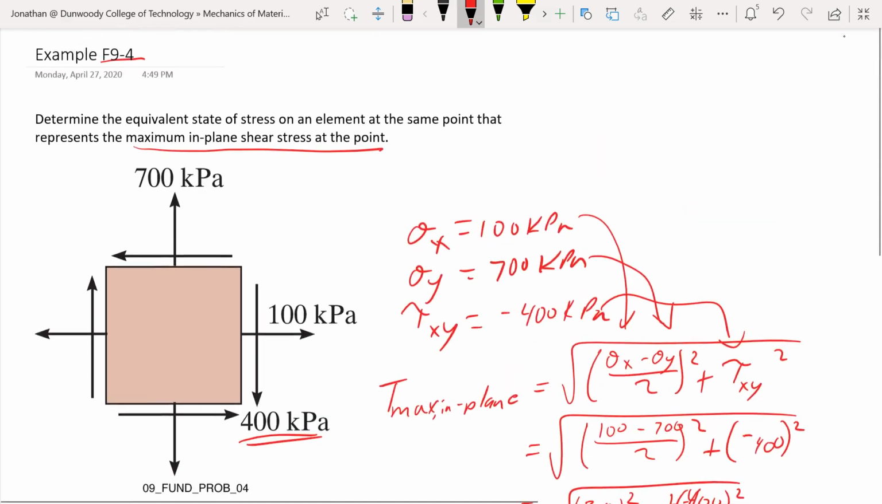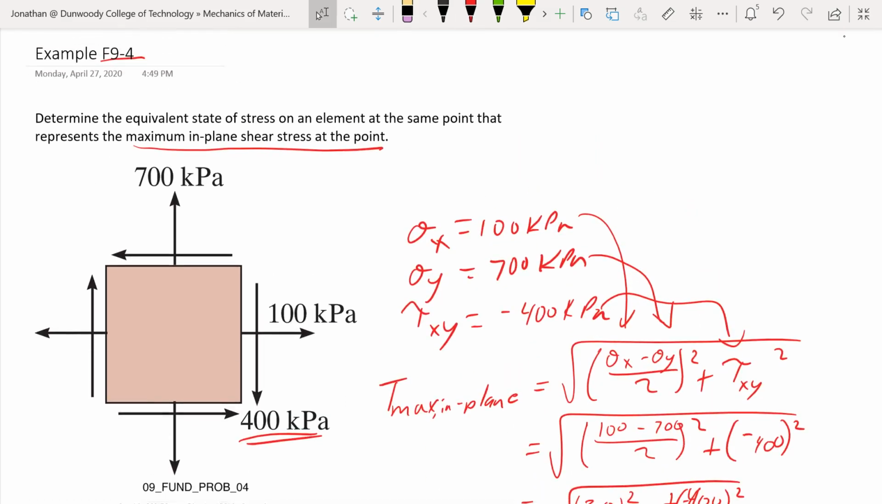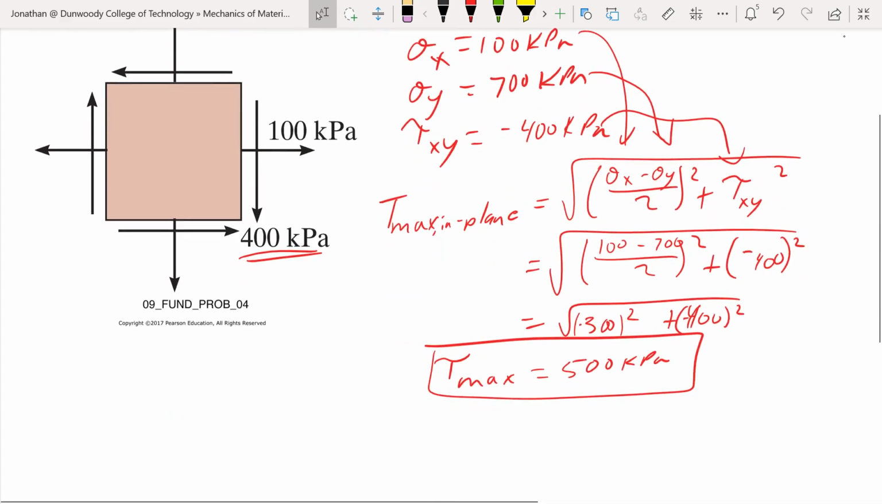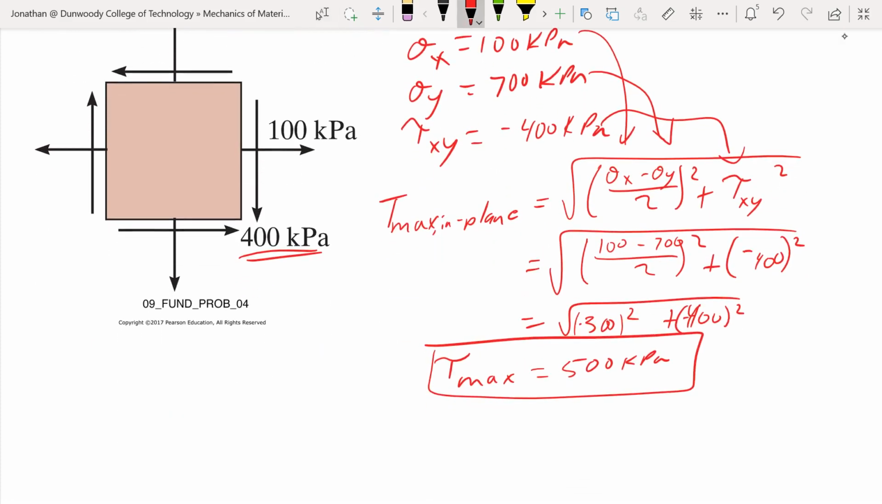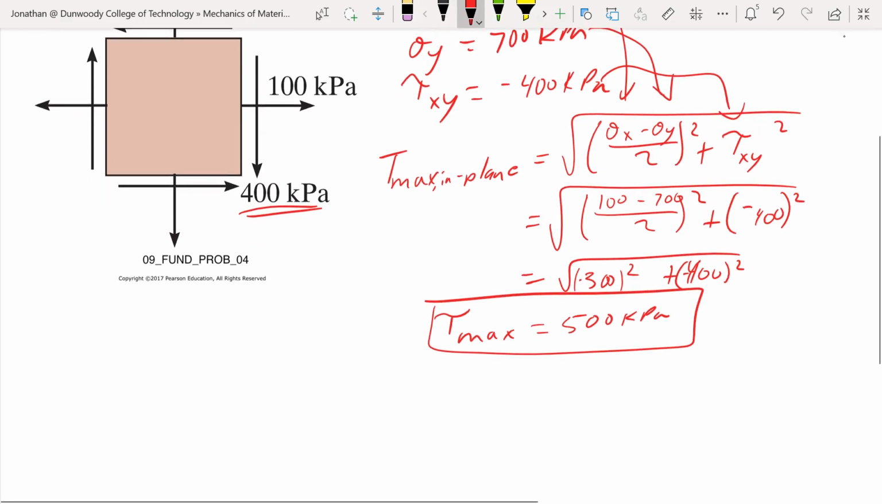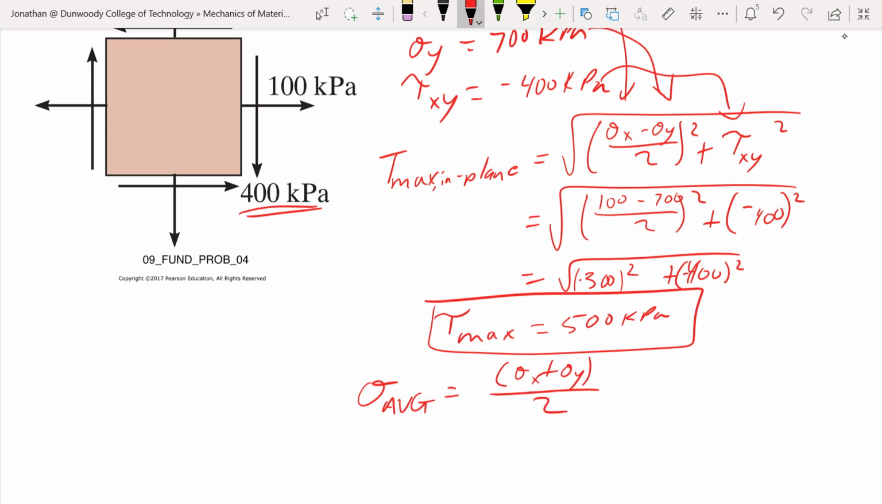And our average stress, I don't think it asked us for the average stress, but that's what we'll have acting on this. Remember, when we have the max in-plane shear, we still have the average stress acting on the other sides. This is going to be sigma x plus sigma y over 2. In this case, we have 100 plus 700 over 2, which is 400 kPa.